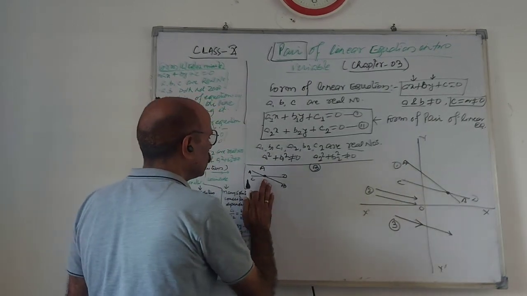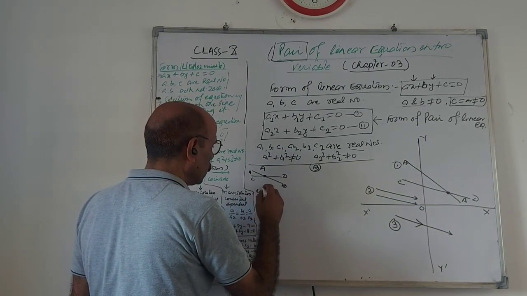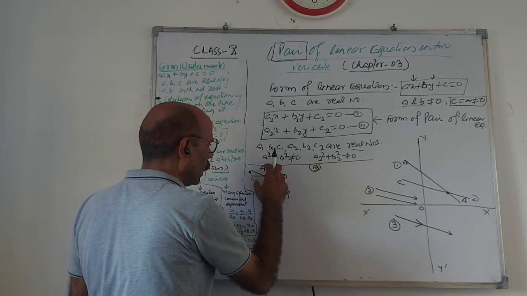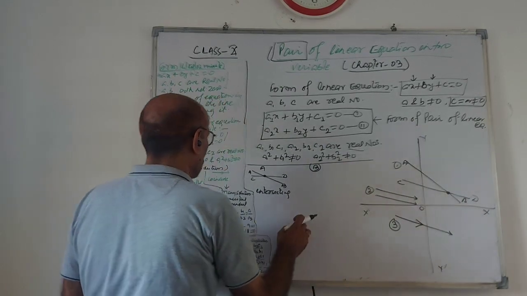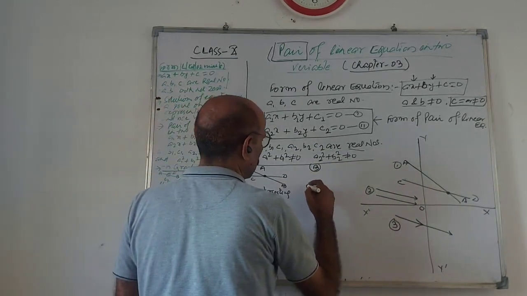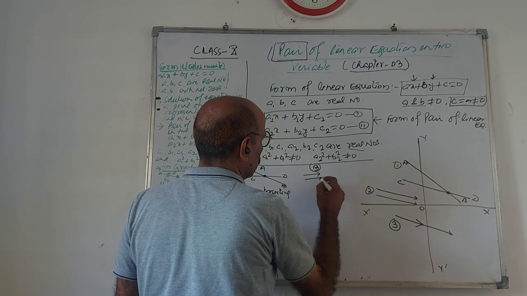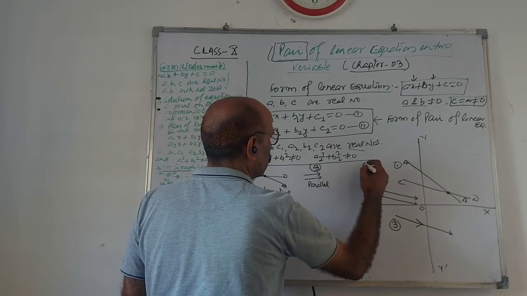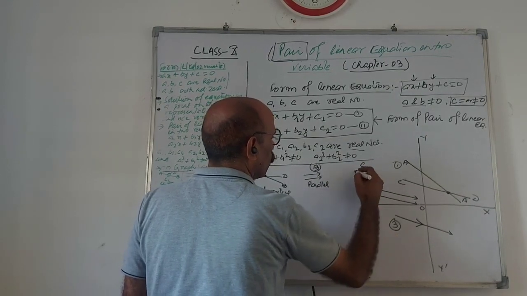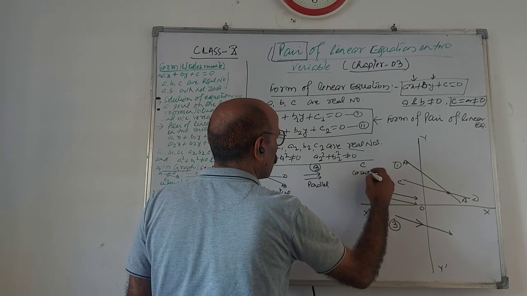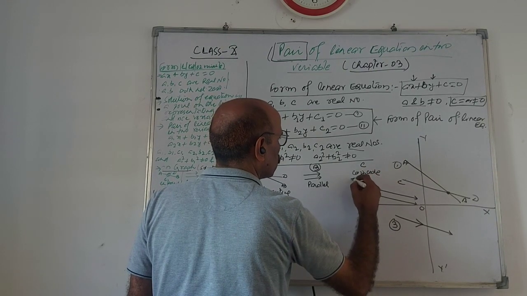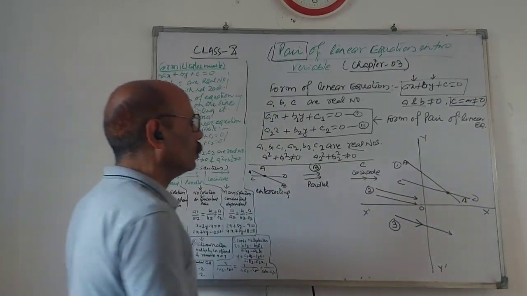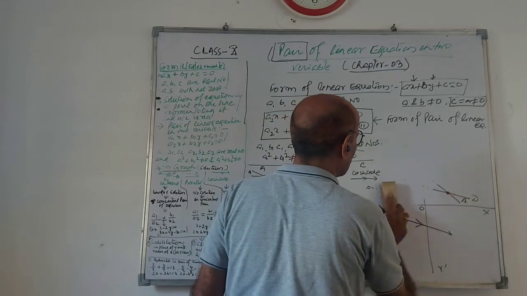That means this A is what? Intersecting. Two lines are intersecting. Another, B, parallel, lines like this, parallel. And C, coincide. Suppose the line is like this, the line is like this. Okay. So you understood all these three situations.